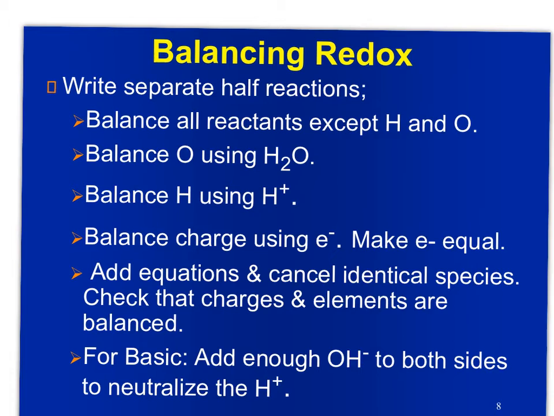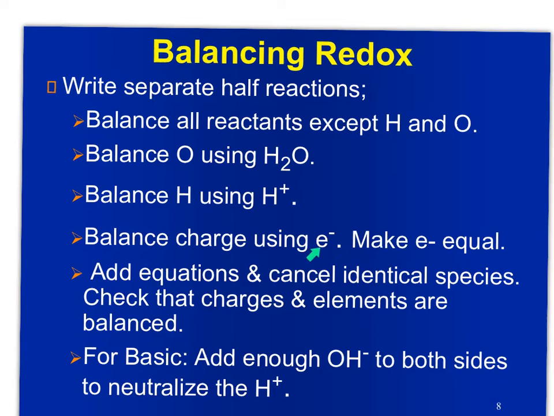You also need to be able to balance redox reactions, and you've already done some of these. We did them in first year chemistry. So the first step for a difficult one is to write separate half reactions. One will be an oxidation half, one will be a reduction half. You balance all reactants except for hydrogen and oxygen, and then you balance oxygen using water, you balance hydrogens using H pluses, and then you balance the charge using electrons.